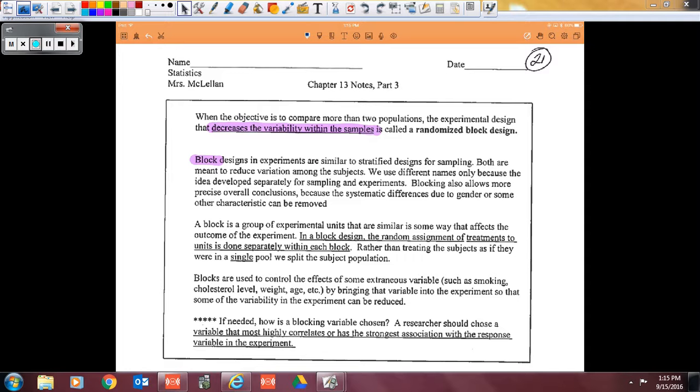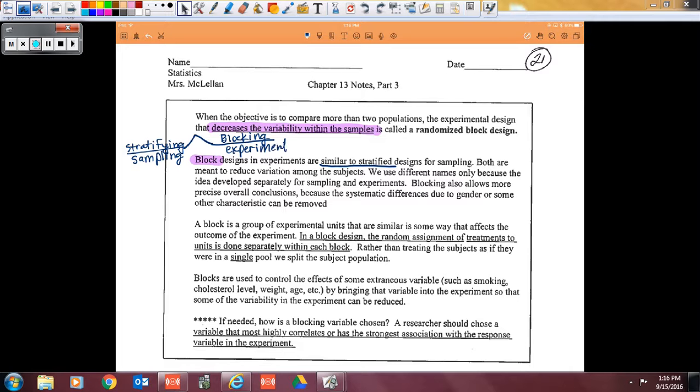So blocking in experiments is similar to stratifying. In fact, if we made a little analogy, you could say this. Stratifying is what we did when we took samples, as blocking is the same thing when we do experiments.